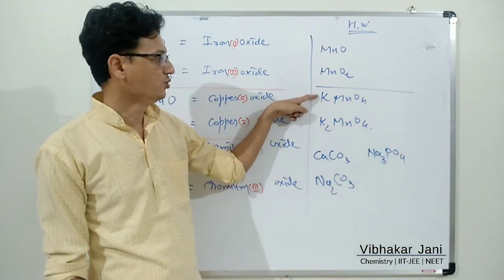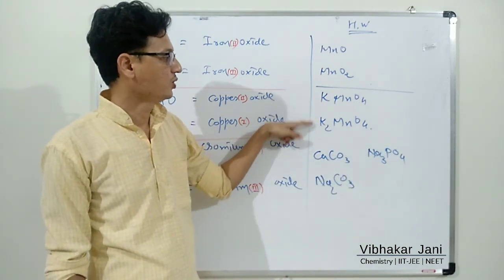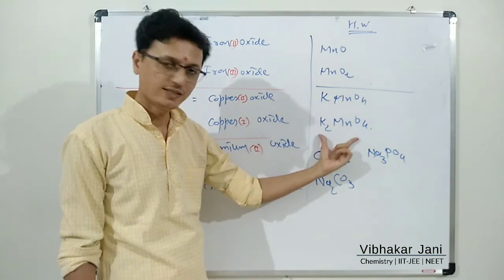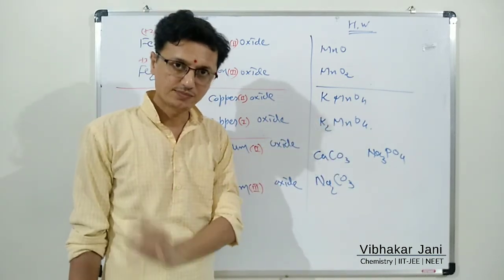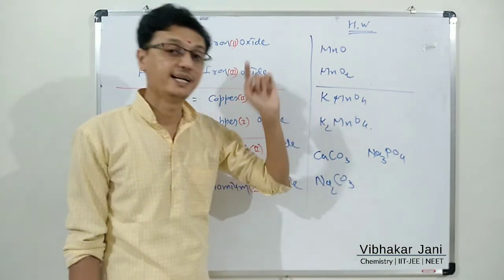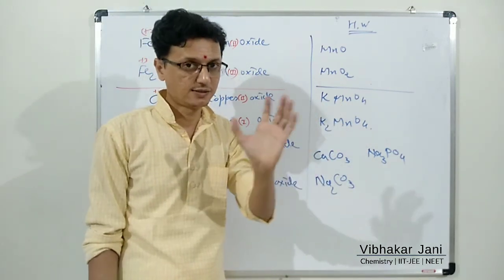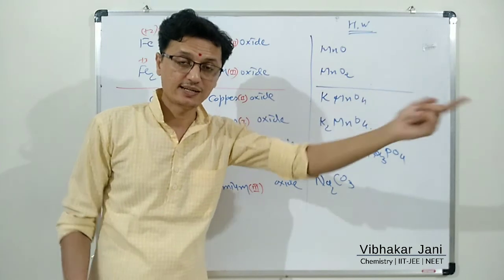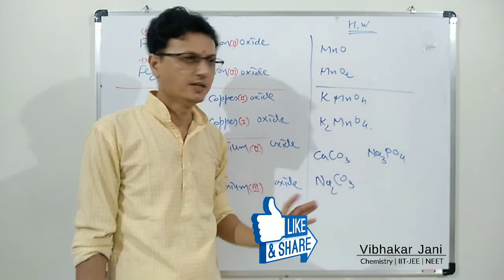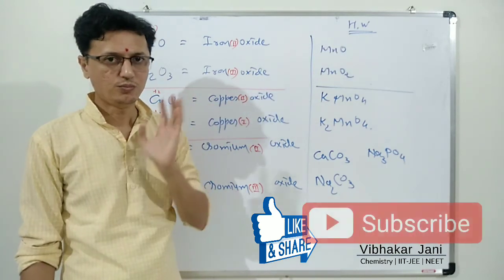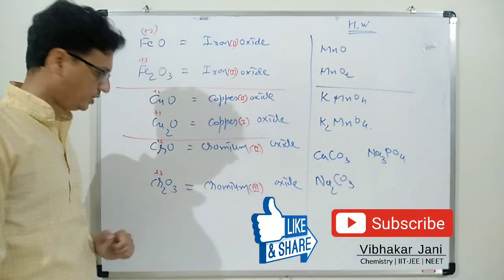In the same manner, you will give the name of this compound. Again, three elements. Last is oxygen. So name of first element will be as it is, but after writing the name of second element, you attach ate as a suffix, and after that, in bracket, you will mention the oxidation state of manganese. So these are for your homework, and that's all for today's video.